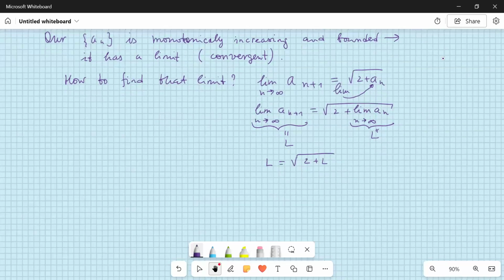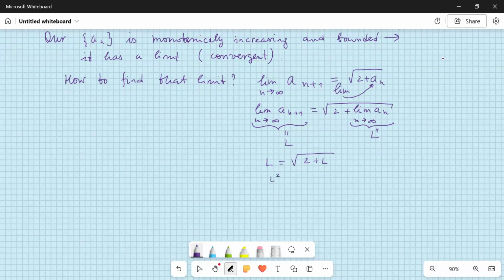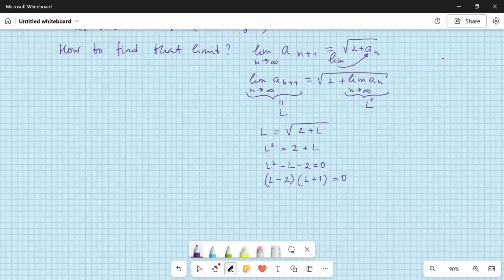Can we solve this equation? Now we do have an equation about the number L, which we don't know. Let's try. Square both sides. L squared equals 2 plus L, and L squared minus L minus 2 equals 0. I'm going to factor it actually. I usually don't like factoring; I like to use Viete's theorem, finding roots using the formula. But I'm going to factor here because it's very easy. Like minus 2 and plus 1 is going to give me minus 1.